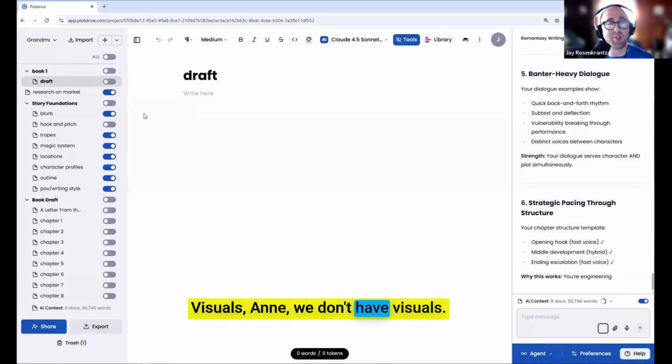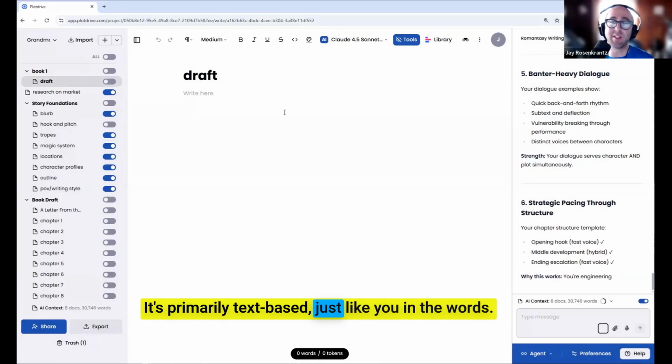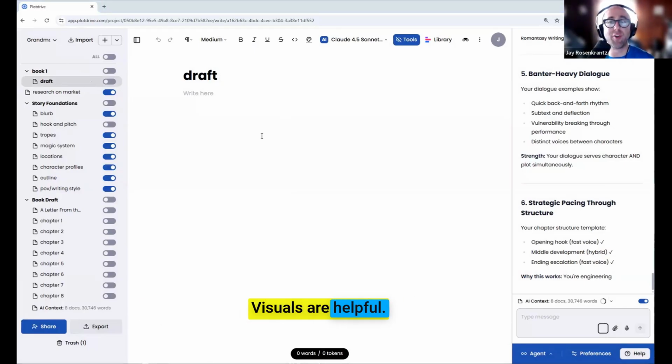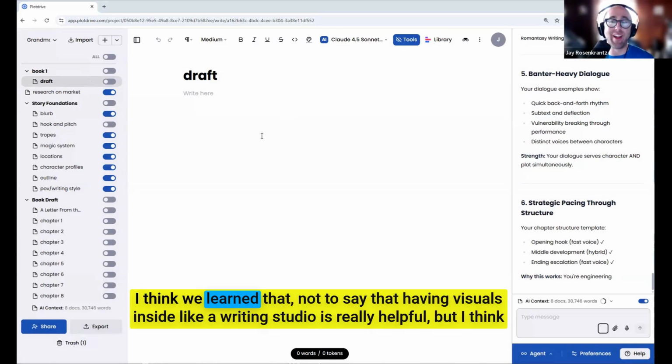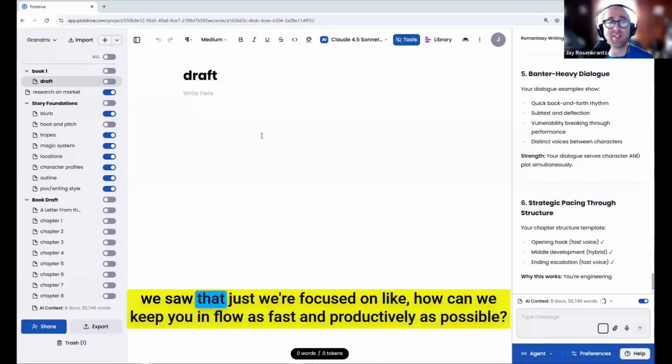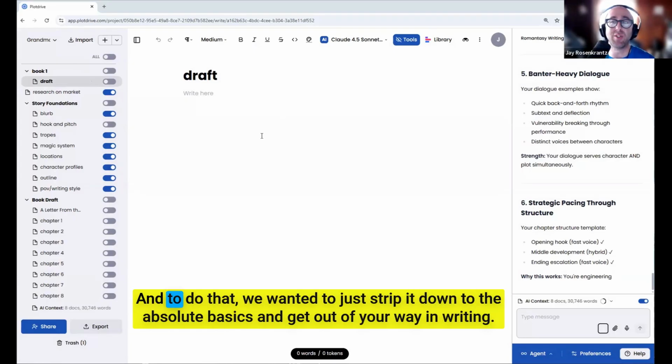Visuals, Ariane, we don't have visuals. It's primarily text-based, just you and the words. Visuals are helpful. I would definitely use a secondary app for visuals. Not to say that having visuals inside a writing studio isn't helpful, but we're focused on how we can keep you in flow as fast and productively as possible. To do that, we wanted to strip it down to the absolute basics and get out of your way in writing.